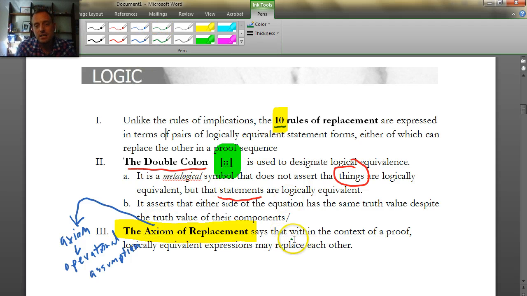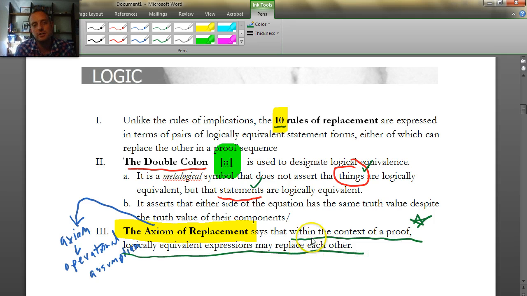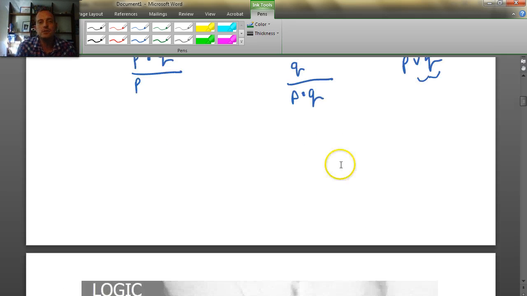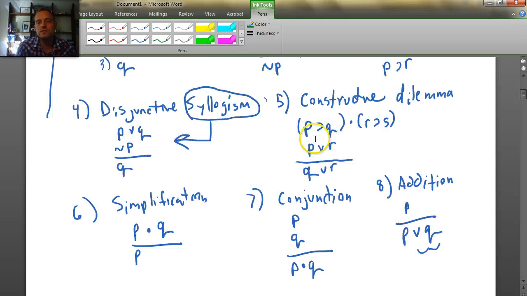It says that within the context of a proof, not within ordinary language, so we're not talking about things, we're talking about statements. So within the context of a proof, logically equivalent expressions can replace each other. So how is this different than the rules of implication? Well, the rules of implication said that in the context of a proof, if I have this premise and I have this premise, I can conclude this premise.